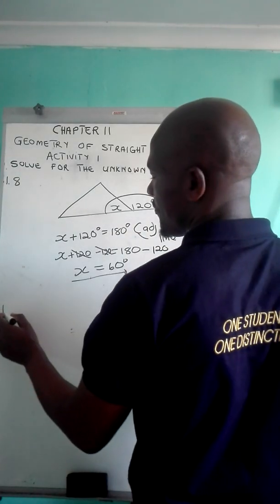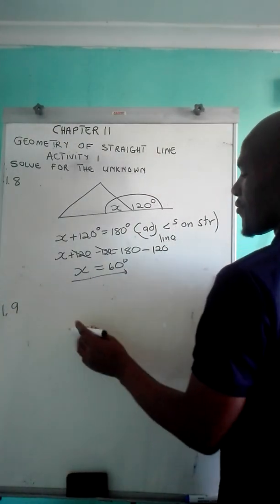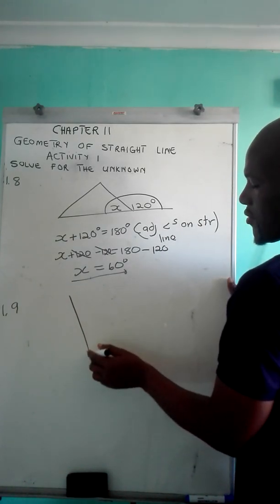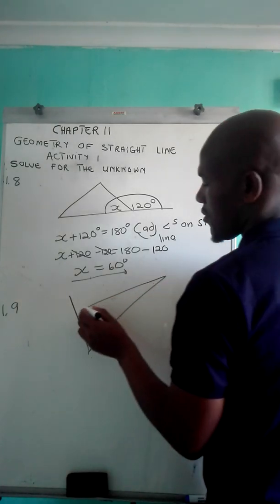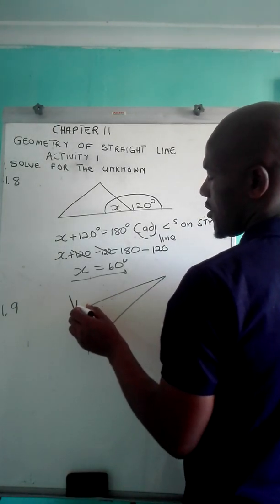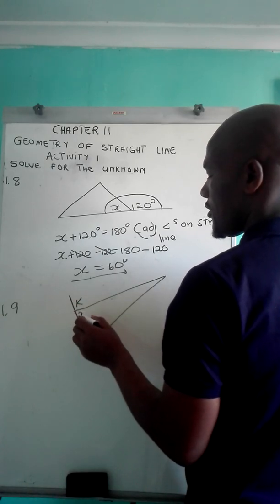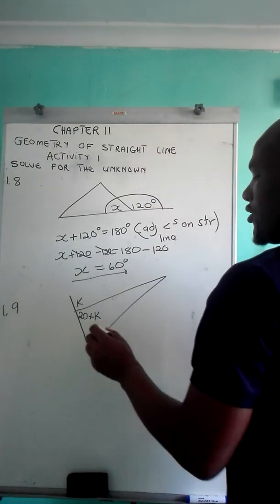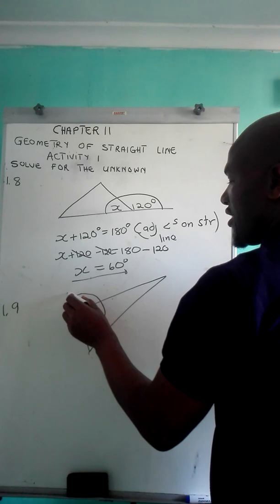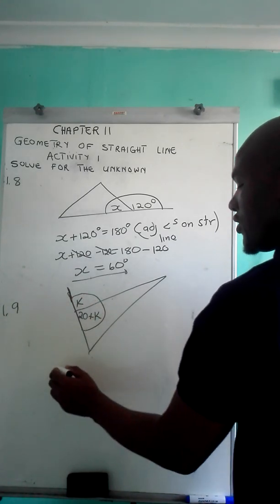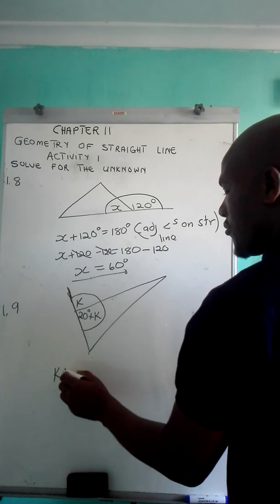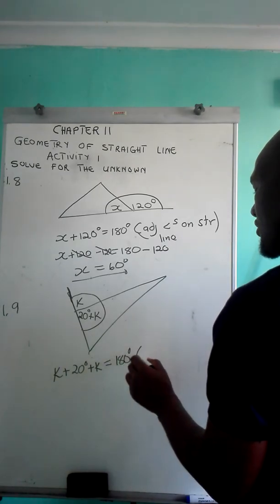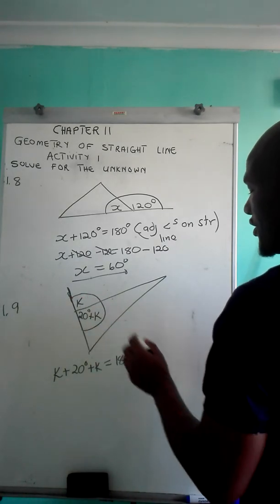1.9. This is k, this is 20 plus k. So these are the adjacent angles on a straight line. So it's going to be k plus 20 degrees plus k equal to 180 degrees. Why? These are the adjacent angles on a straight line.